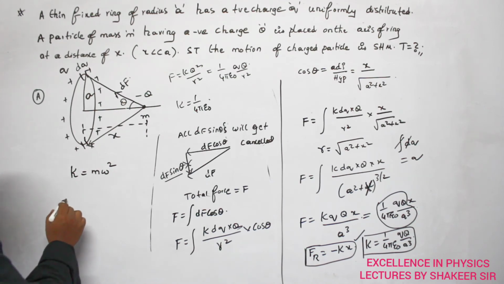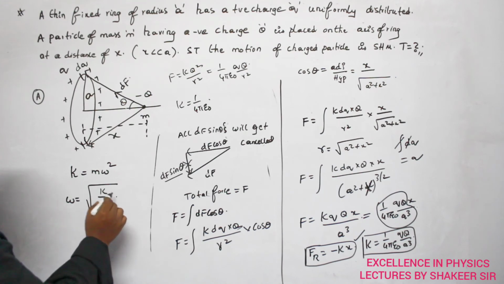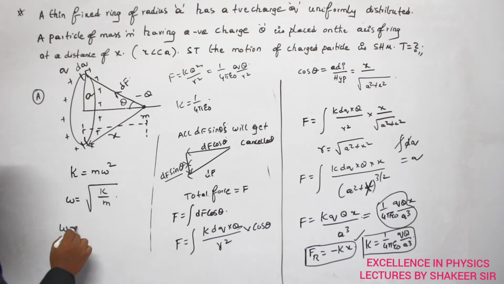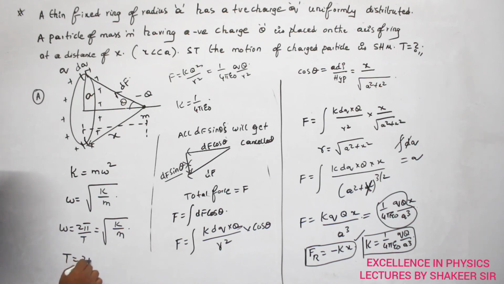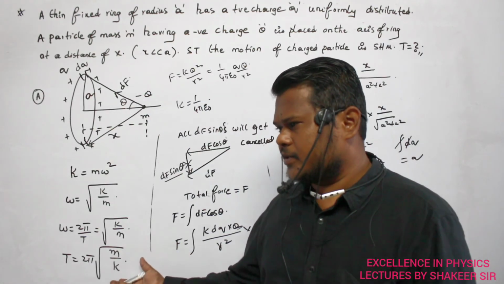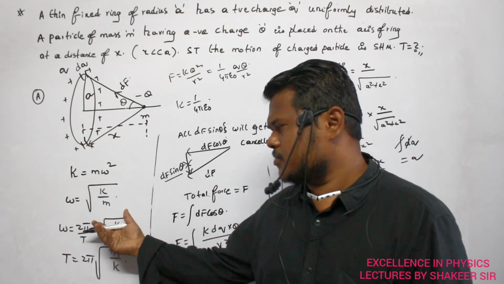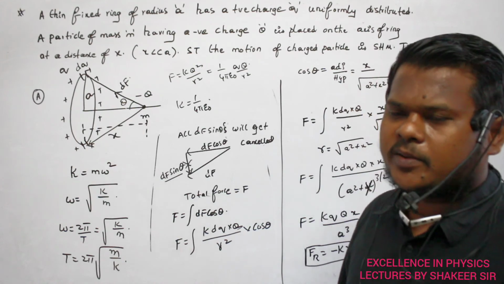So therefore what is omega? Omega is equal to square root of k divided by m. And what is omega? Angular frequency, which can be written as 2 pi by capital T, is equal to square root of k divided by m. Clear? So therefore T is equal to 2 pi root m by k. This is the equation for time period. In SHM we have already studied all these relations: k is equal to m omega square, so omega is equal to root k by m, so therefore T is equal to 2 pi root m by k.